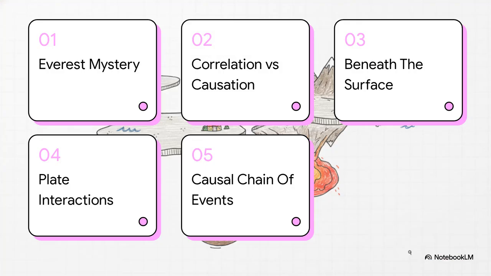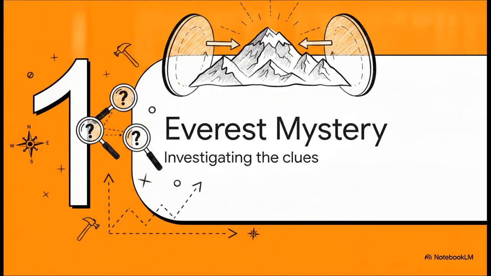Okay, here is our study roadmap for today. We'll start with the Mount Everest mystery, then untangle earthquakes, correlation, or causation. After that, we'll do some digging beneath the surface, explore how Earth's plates interact, and finally, we'll build the causal chain of events.